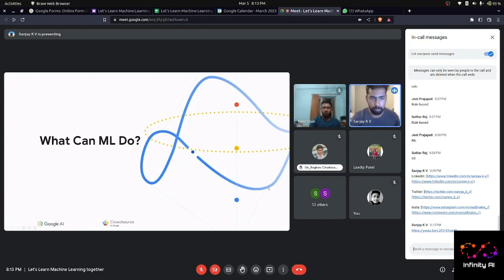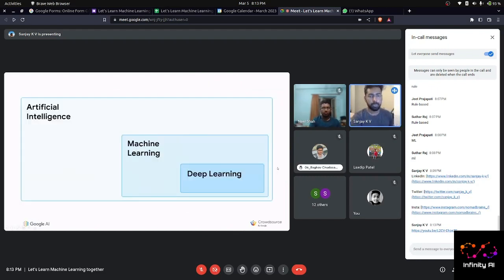So what you have seen is the standard process which all machine learning engineers follow when they deal with machine learning. Now this is a section of the field. For example, you can see artificial intelligence. Machine learning comes under that, and deep learning comes under that.